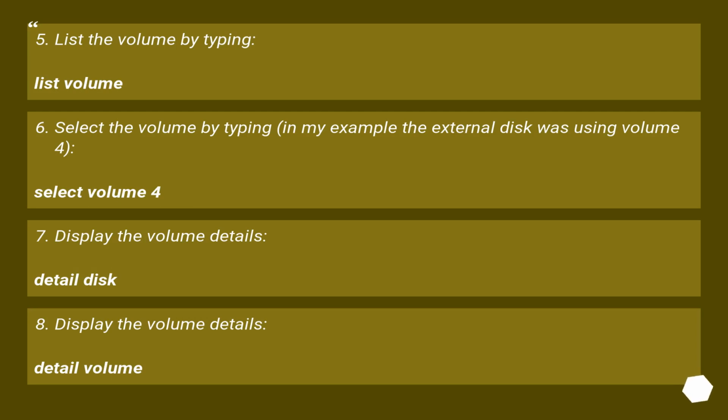List the volumes by typing list volume. Select the volume by typing select volume. In my example, the external disk was using volume 4. Select volume 4. Display the disk details with detail disk. Display the volume details with detail volume.